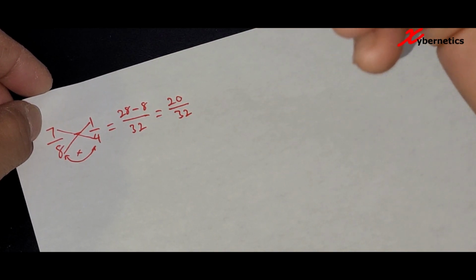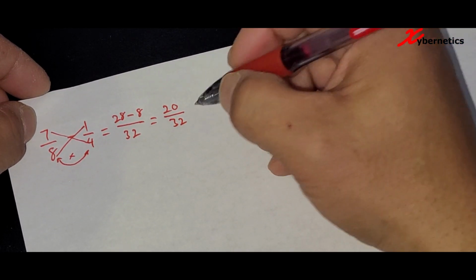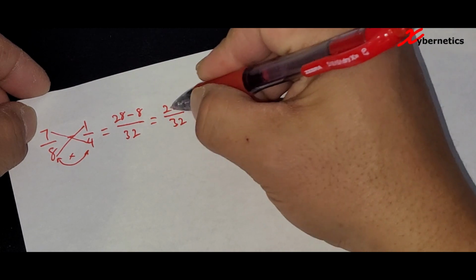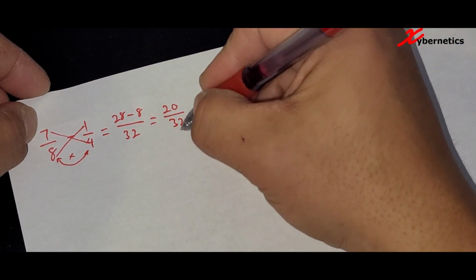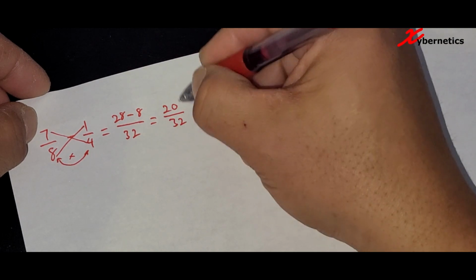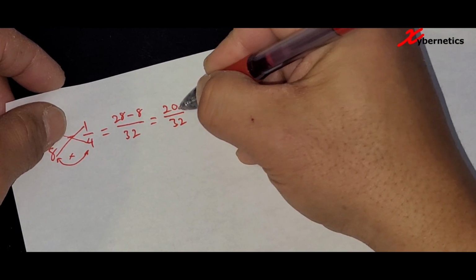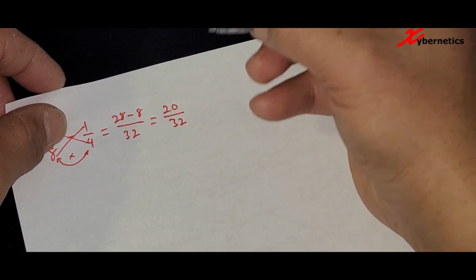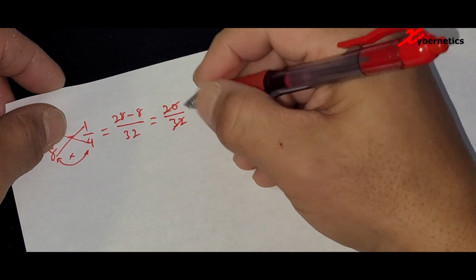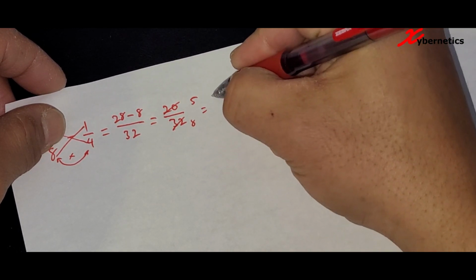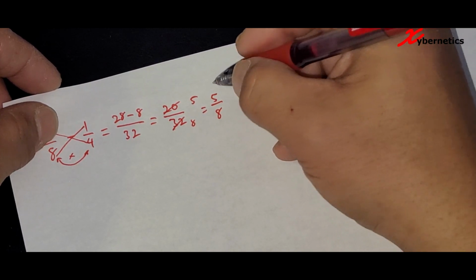But in the actual examination, a lot of institutions do not accept an unsimplified version of a fraction. So in order to get your points, you're going to have to simplify your fraction. You can see that the common factor between 20 and 32 would be 4. So 20 divided by 4 will give you 5, and 32 divided by 4 will give you 8. So your answer in your examination should be 5 over 8.